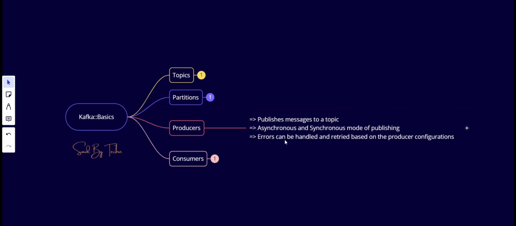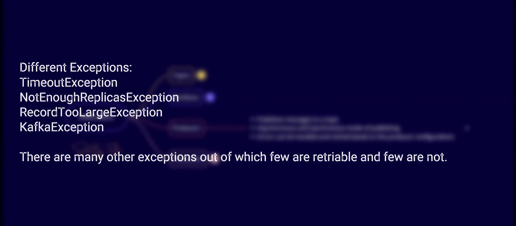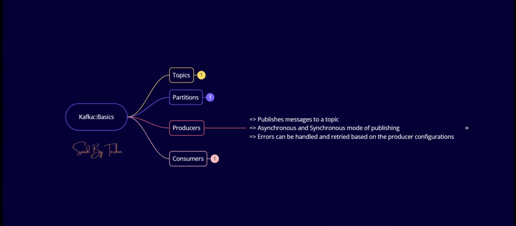And also error handling. Since these are client applications, they can handle errors, as several exceptions can occur due to network errors, the broker not responding, or not enough replicas. There are also several producer properties based on which retries can be decided. And we have asynchronous and synchronous modes of publishing. We need not wait till the message is published. We can put it asynchronously and get an acknowledgement later.